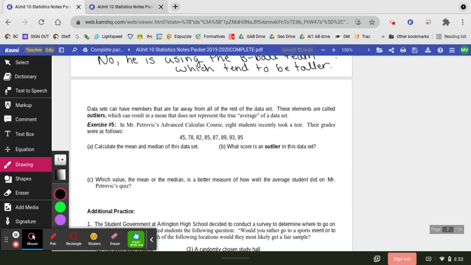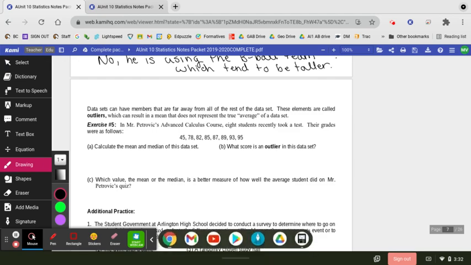So data sets can have members that are far away from all the rest of the data sets. These elements are called outliers, which can result in the mean that does not represent the true average. In Mr. P's advanced calculus course, 8 students recently took a test. Their grades were as follows. Calculate the mean and median of this data set.